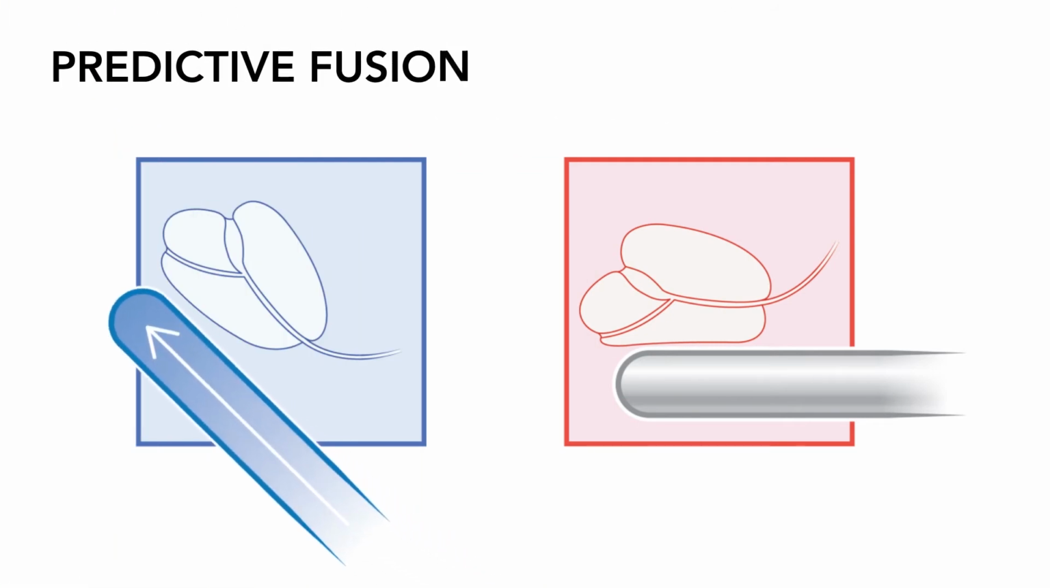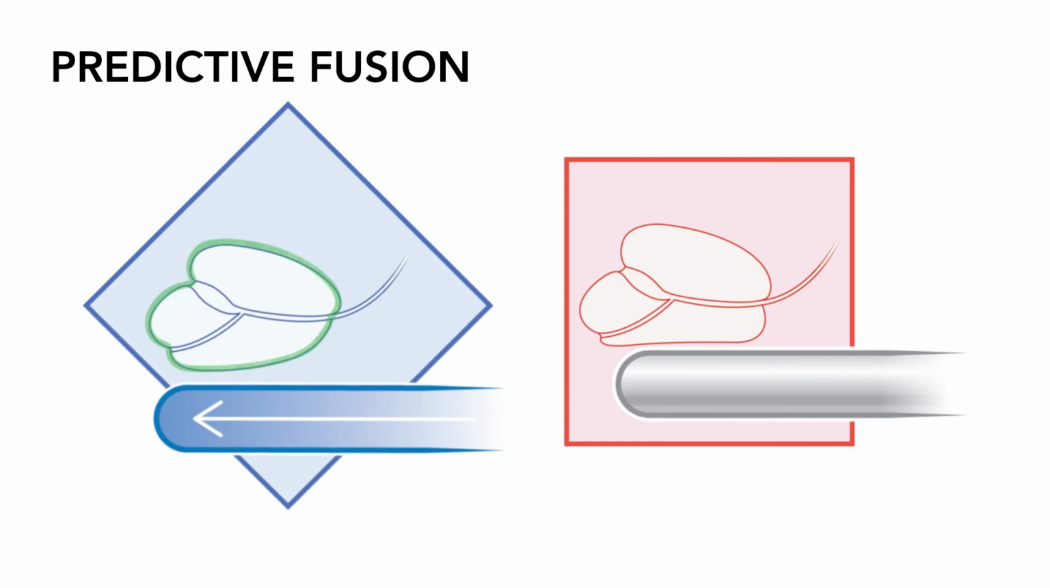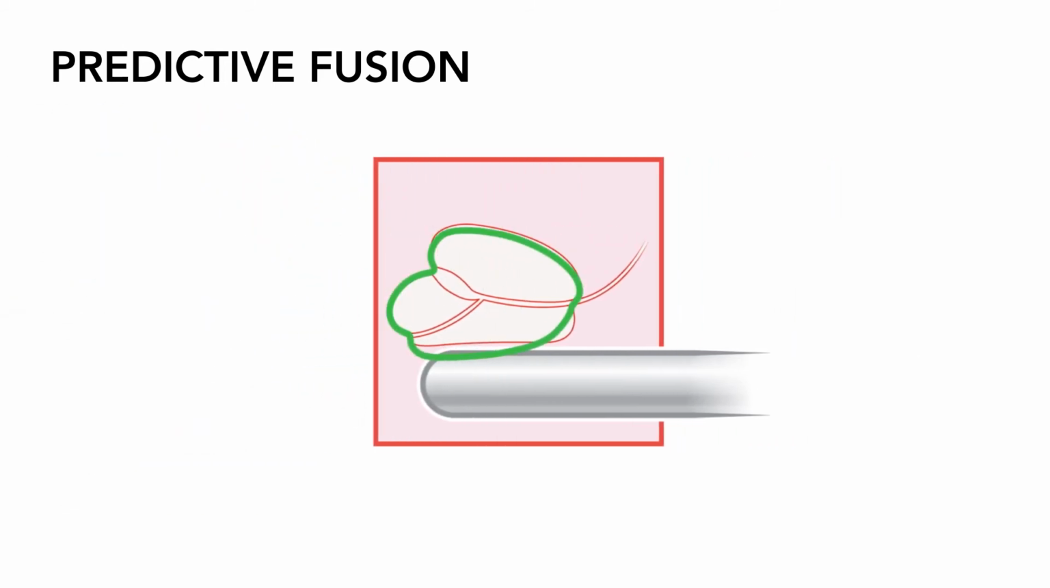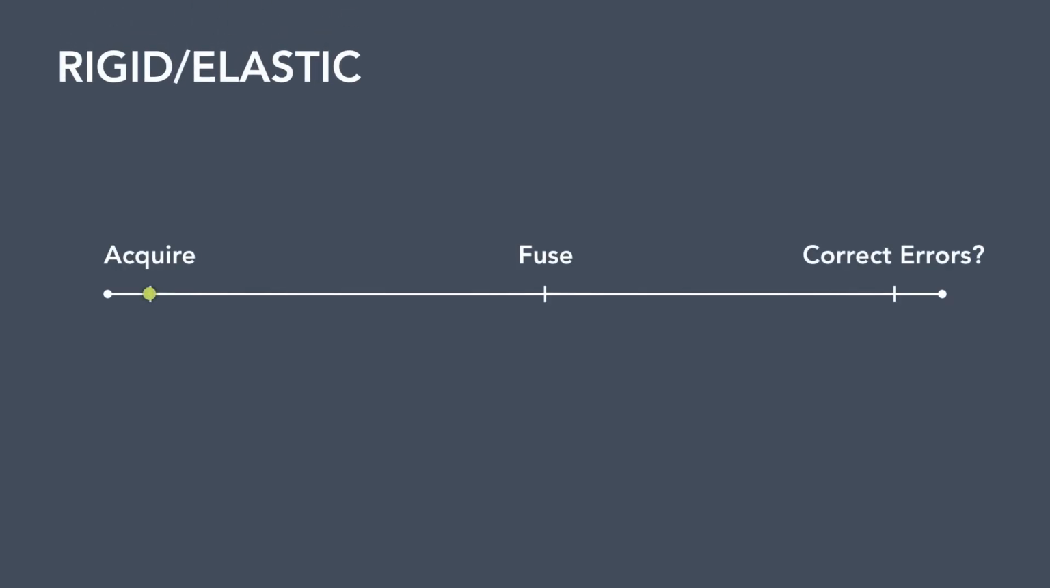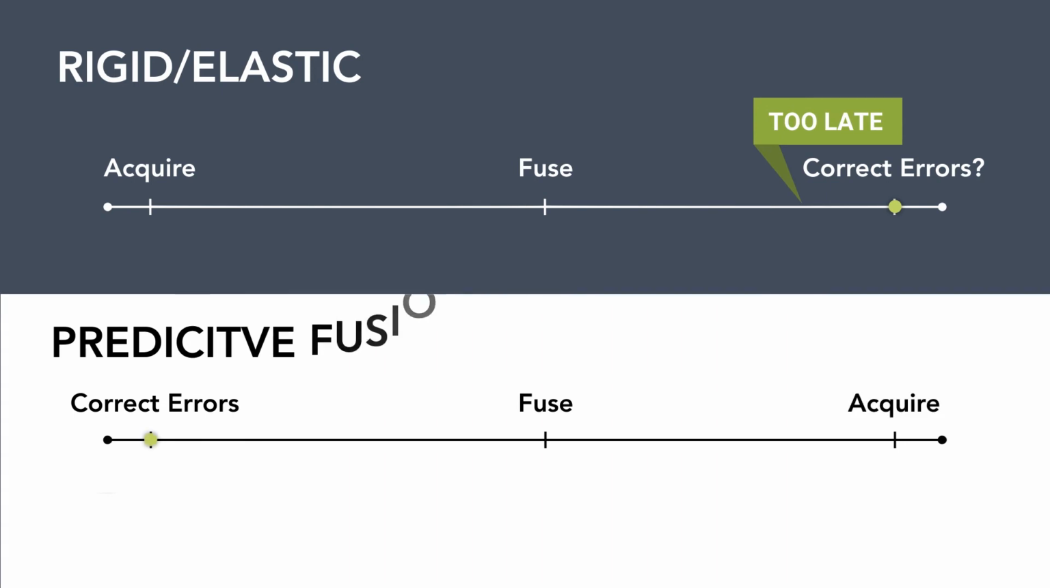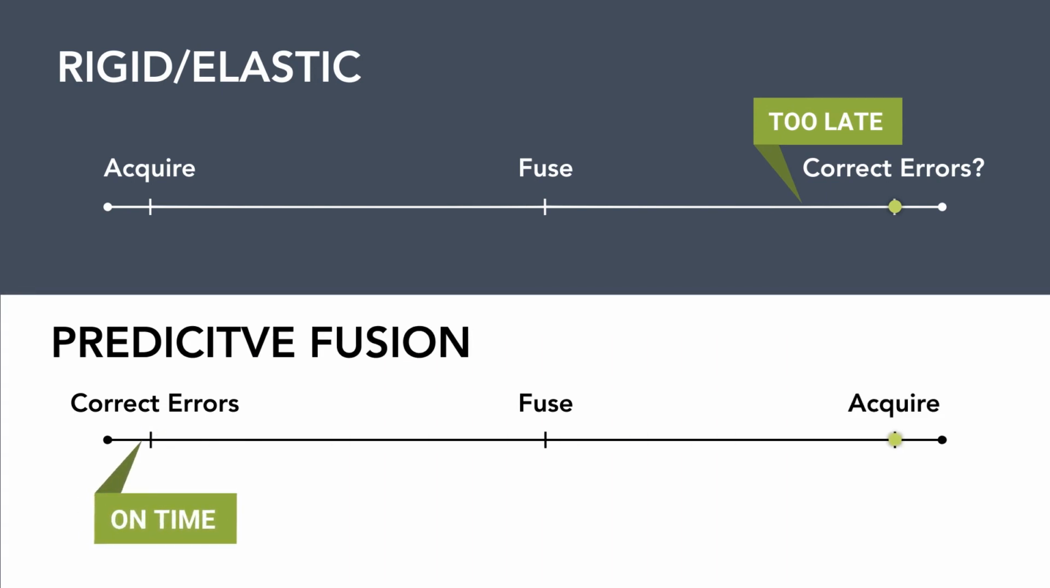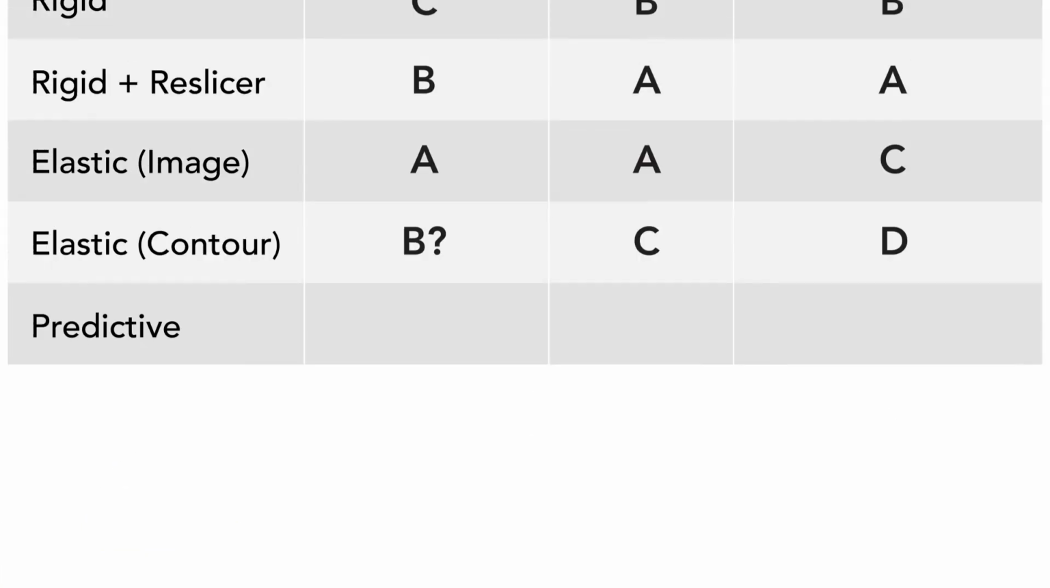That's why we developed Predictive Fusion. Predictive Fusion starts with the MIM Reslicer, removing the source of greatest registration uncertainty. Then it displays the contours of the MRI prostate over the live ultrasound, giving you a guide to match when you're positioning the probe. Unlike rigid or elastic fusion, which attempt to correct errors after the ultrasound is acquired, Predictive Fusion gives you a guide to remove those errors before acquiring the ultrasound, before they become errors.